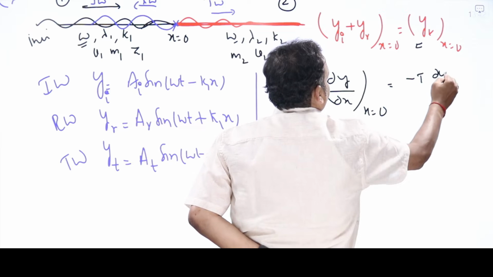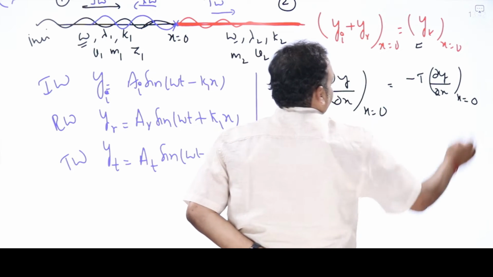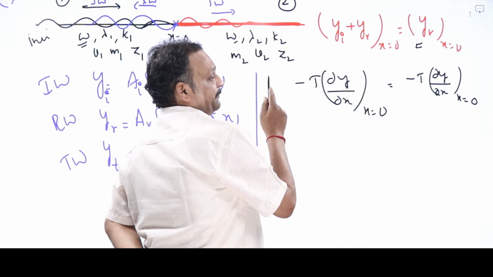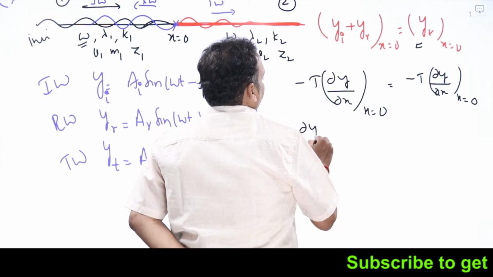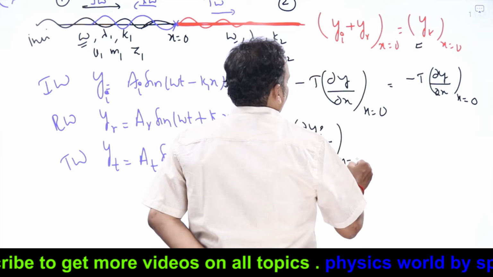Minus T dou y by dou x at x equal to 0. But on the LHS we have two waves, one is the reflected wave, the other one is the incident wave. That is minus T dou yi by dou x at x equal to 0.